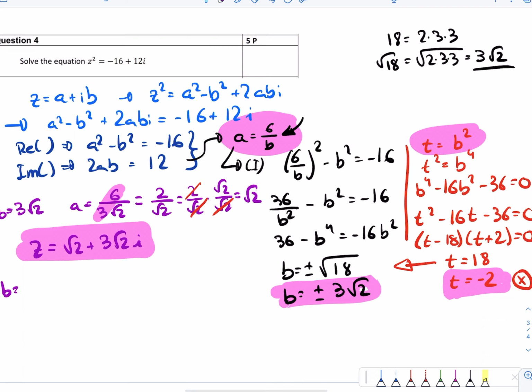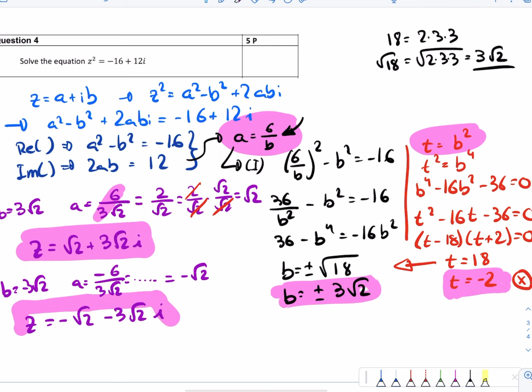If b is equal to negative 3 root 2, then a is just going to be negative 6 over 3 root 2, which means that doing the same thing we did before, we're just going to have minus root 2. Therefore, the other possible solution would be minus root 2 minus 3 root 2 times i, which is the second possible solution to the equation we got. And with this, we solve the equation given above.